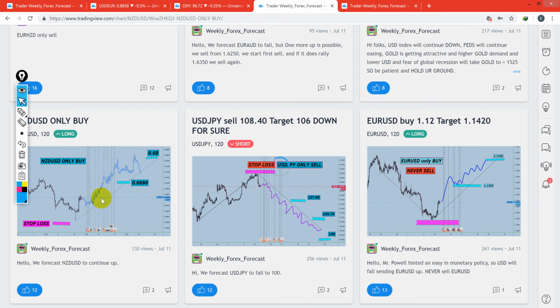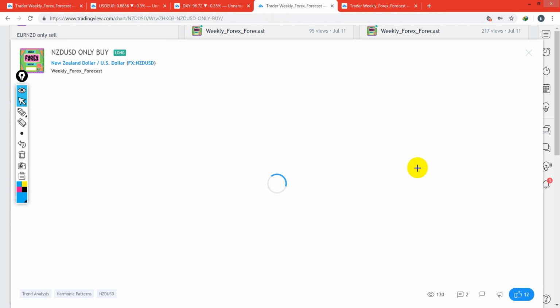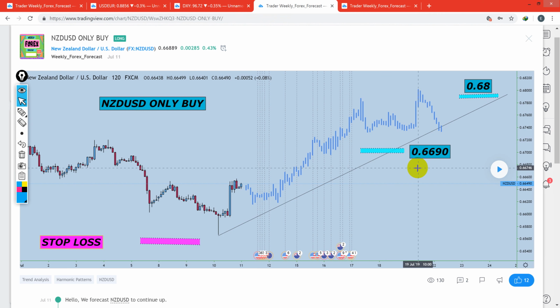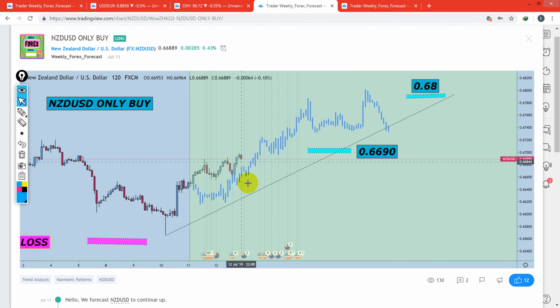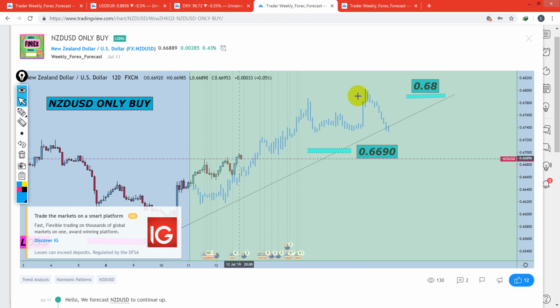For example, this New Zealand dollar. Because we have mastered the dollar index, we know the dollar index is coming down. We're not scared to say this is going up. Let's see what happened. It did go up. Is it going to come back down? No, it's going to continue up. It's going to go up to 72. So now we still have 400 pips in the New Zealand dollar to go up.